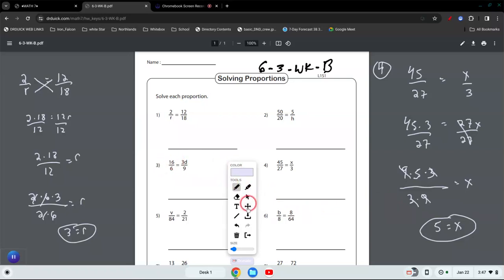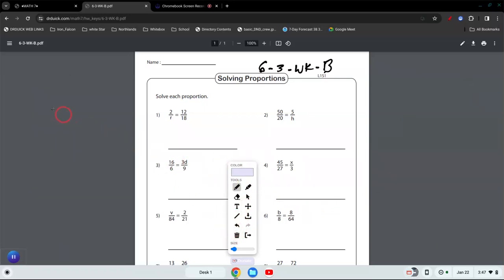Let me do number 3 over here. 3 has 16 over 6 equals 3d over 9. I'm going to do nothing different, all right? What I'm going to do is multiply this up. So we're going to go up, up, right? 16 times 9 equals 6 times 3d. Now I'm just pulling it apart. I can make it 6 times 3 and make it 18, or just leave it like that. That's what I'm doing, and you'll understand why in a second.